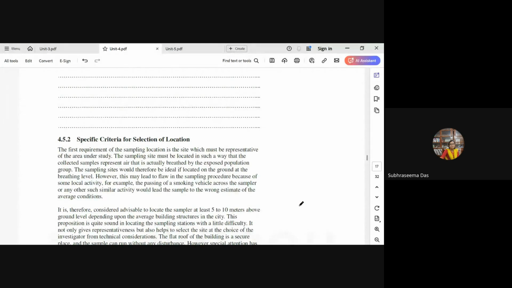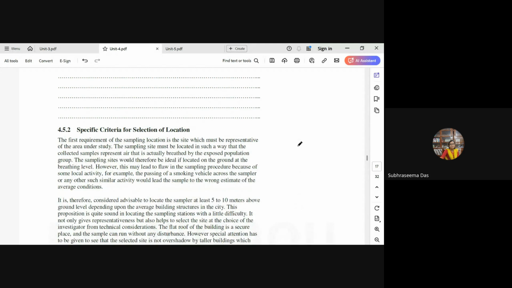The specific criterion for selection of a location is that the location must be situated in such a way that the collected samples represent air that is breathed by the exposed population group. Therefore, we will collect the air from such places which have been maximally breathed by the living population.